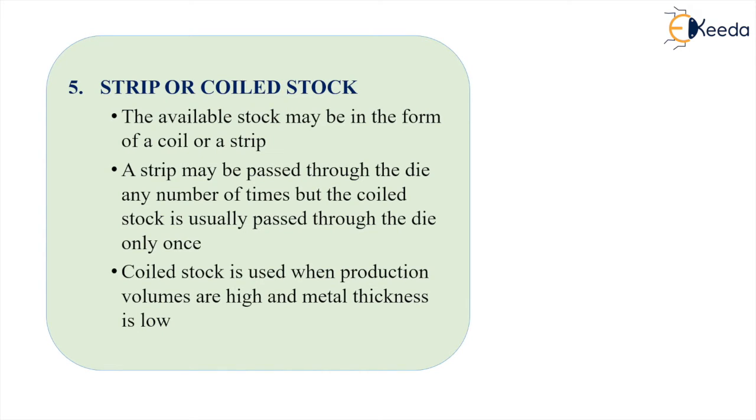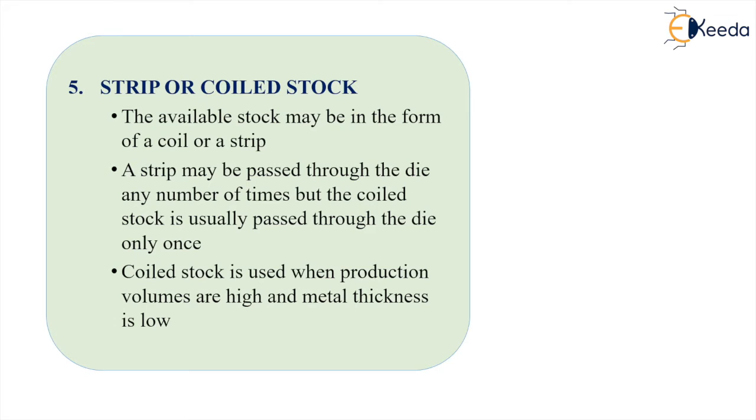Fifth factor is strip or coil stock. The available stock may be in the form of a coil or strip. A strip may be passed through the die any number of times, but coil stock is usually passed through the die only once. Coil stock is used when production volumes are high and metal thickness is low.